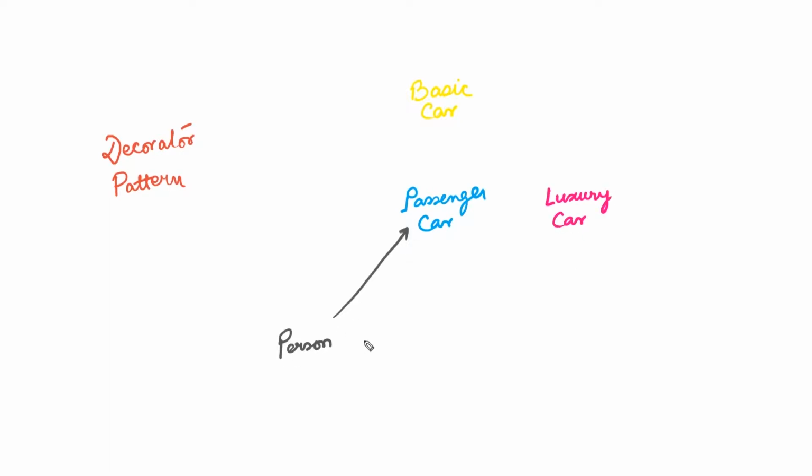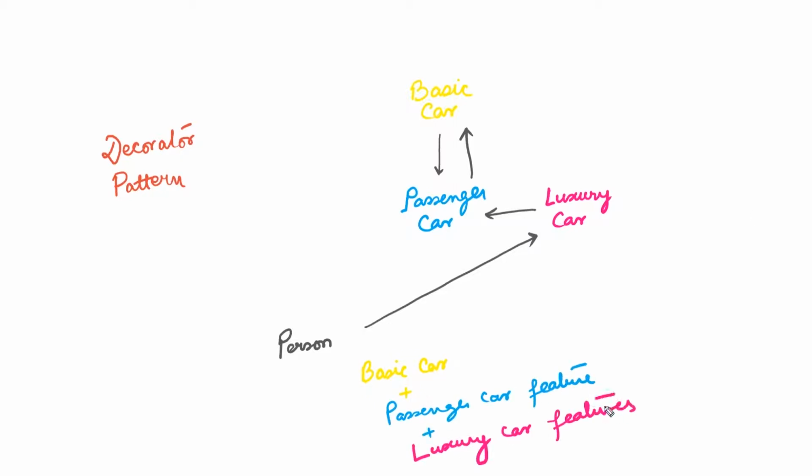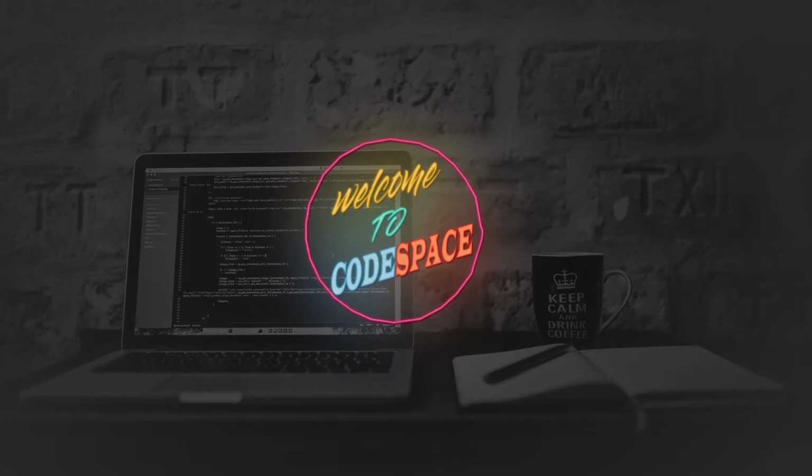A person can ask for a passenger car with basic functionalities, or a simple basic car, or even he can decorate a luxury car with passenger and basic amenities, or a passenger car with luxury look, or a luxury car with basic functionalities. Let's jump into code and check how to implement this in Java.